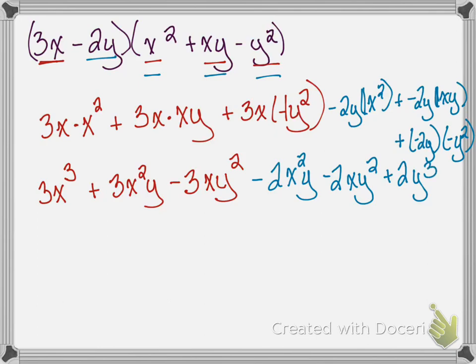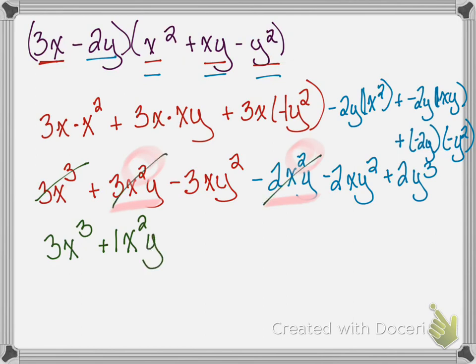Now I'm still going to combine like terms. 3x to the third, I have nothing that I can combine that with. Okay, then I have 3x squared y, and I have -2x squared y. Now pay special attention. I have to have the same variables raised to the same exact exponents. Okay, and I have that here, so I just add the coefficients. So I have +3 and -2. So that's going to be +1x squared y. I don't have to write the 1, but I can.